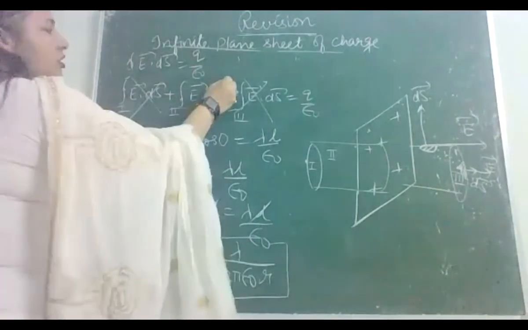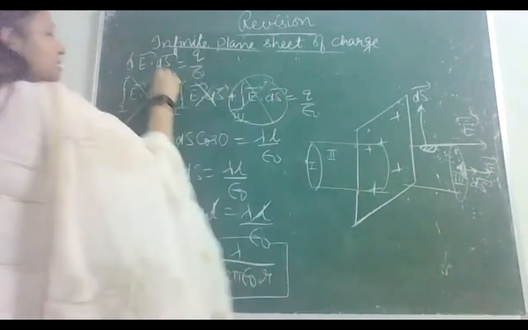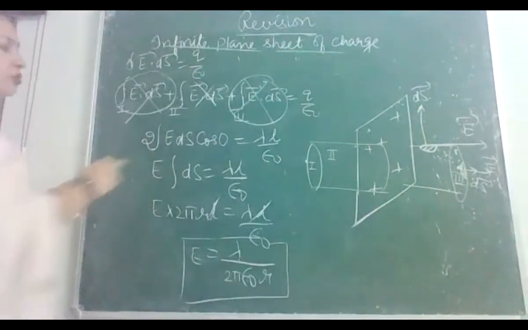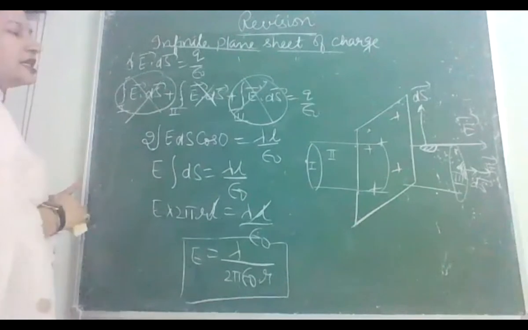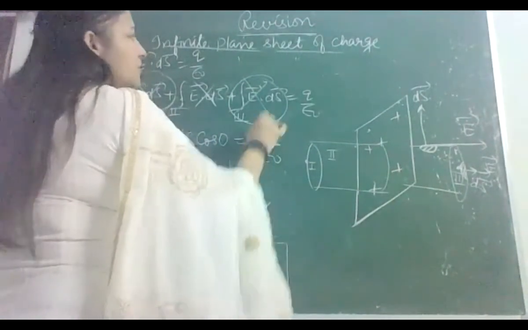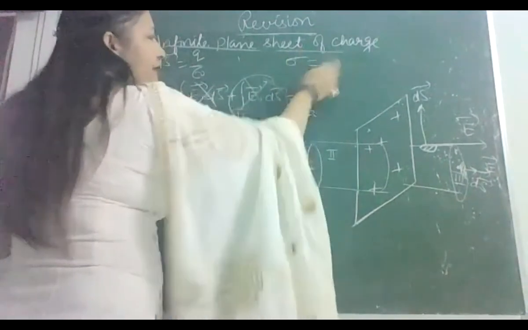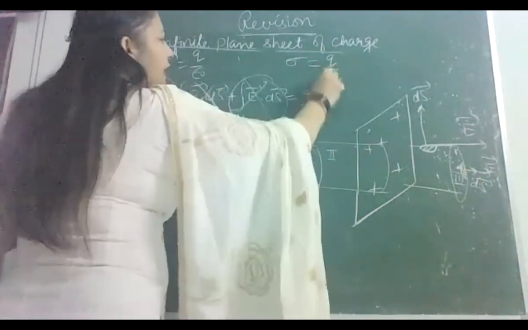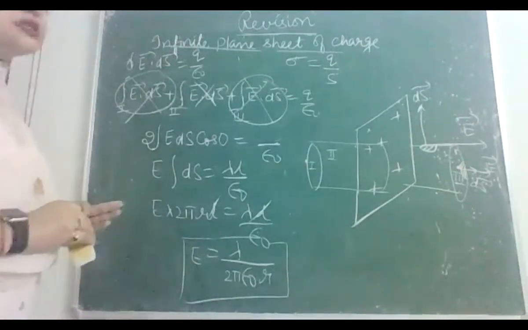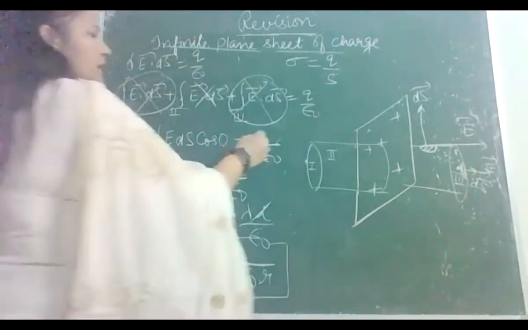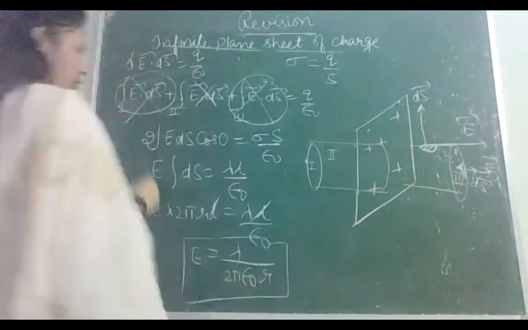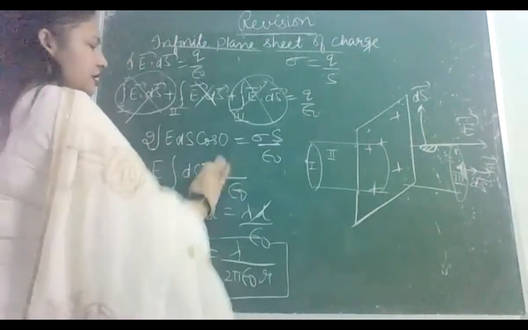So this will not count now. This and this will count. So we have two identical terms: 2 E ds cos 0, that is lambda L. Now we have surface charge density. For a sheet having a certain area, we don't have linear charge density lambda. Here we have surface charge density sigma, which is charge over area. So how can we write the charge? Sigma into S. So 2 E S is sigma S.